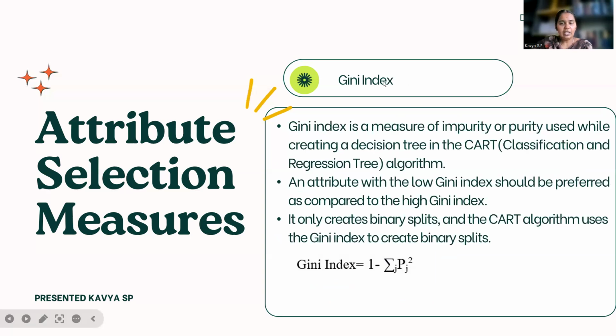The Gini index is a measure of impurity or purity while creating a decision tree using the CART algorithm. Whichever attribute has a lower Gini index value will be given higher preference than the node or attribute that has a higher Gini index. The formula of Gini index is 1 minus the summation over j of probability of j squared.